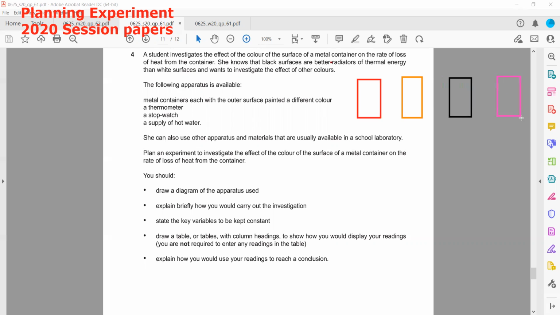She will add an equal amount of hot water in 4 different containers. Then she will place a thermometer in each container.